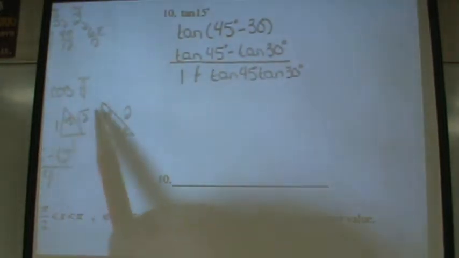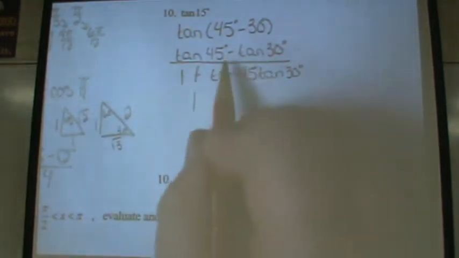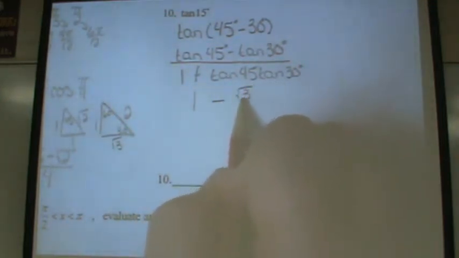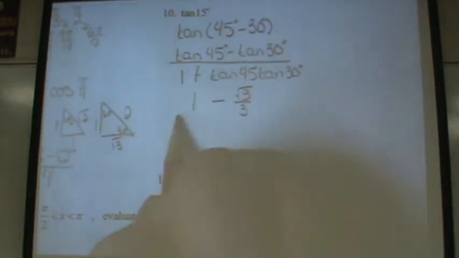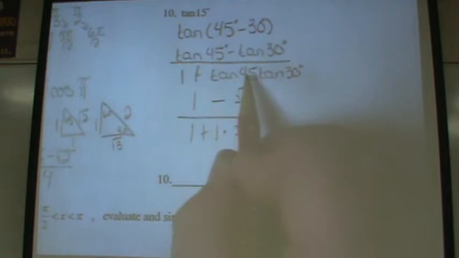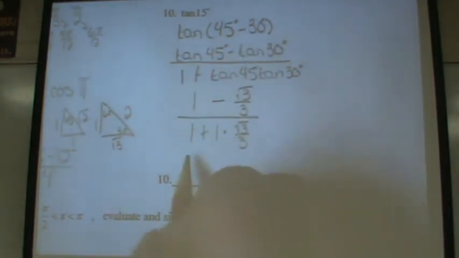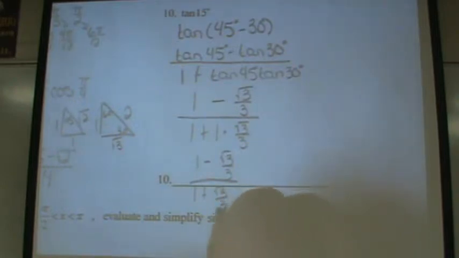So again, we can use our triangles over here. Tangent of a 45 is just 1, minus tangent of a 30 is going to give us root 3 over 3. That's going to be over 1 plus 1 times that root 3 over 3, because we already found those angles up top here. So we end up getting 1 minus root 3 over 3, all over 1 plus root 3 over 3.